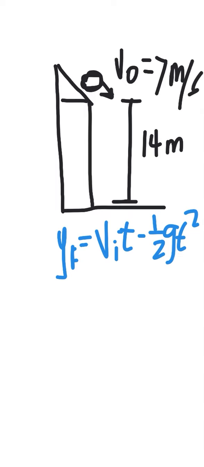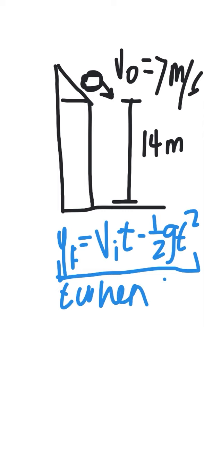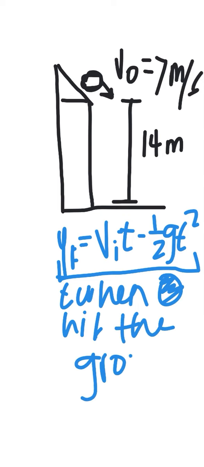velocity initial times time minus 1/2 g times time squared. This equation will help us to find the time t when the snowball will hit the ground.